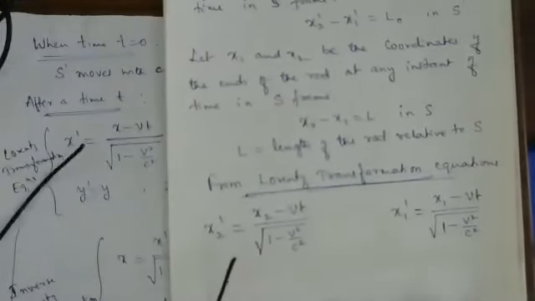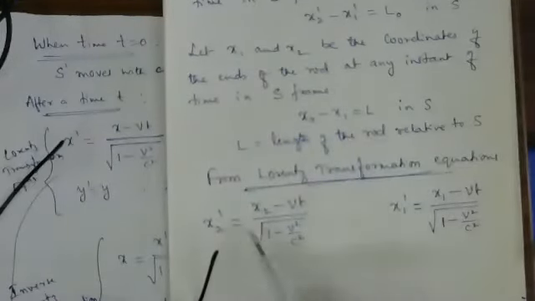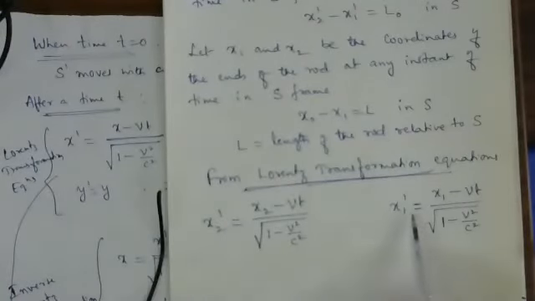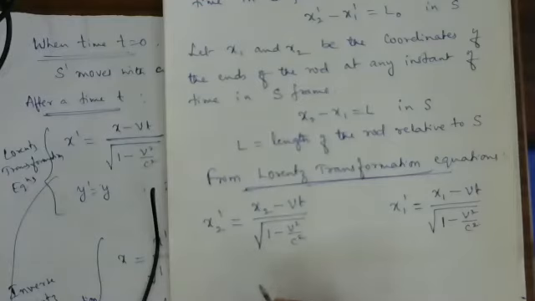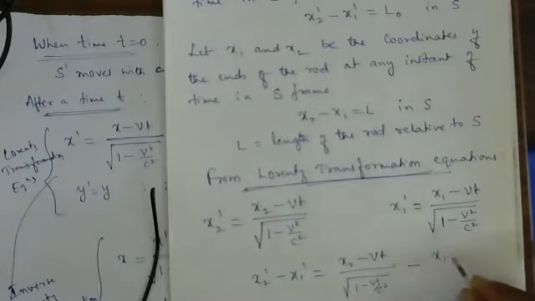Okay, here, now I am going to subtract this minus this. I am supposed to subtract x2 dash minus x1 dash. x2 dash minus x1 dash is equal to this minus this. That can be written as x2 minus Vt divided by square root of 1 minus V square divided by C square, whole thing under the square root, minus x1 minus Vt divided by square root of 1 minus V square divided by C square.